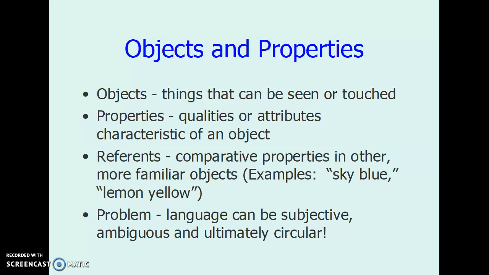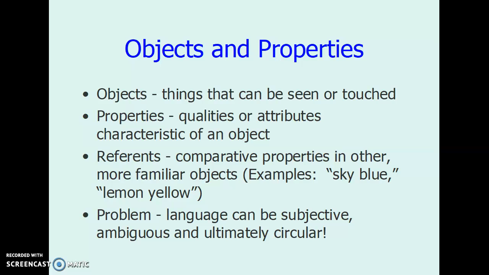So let's talk about objects and properties. Objects are things that can be seen or touched. Properties are qualities or attributes characteristic of an object. Reference: these are things we can compare to each other. If we want to have a standard for blue, we might pick the sky, or if we want a standard for yellow, we might pick a lemon. So these are things that are familiar that we use as comparative objects.